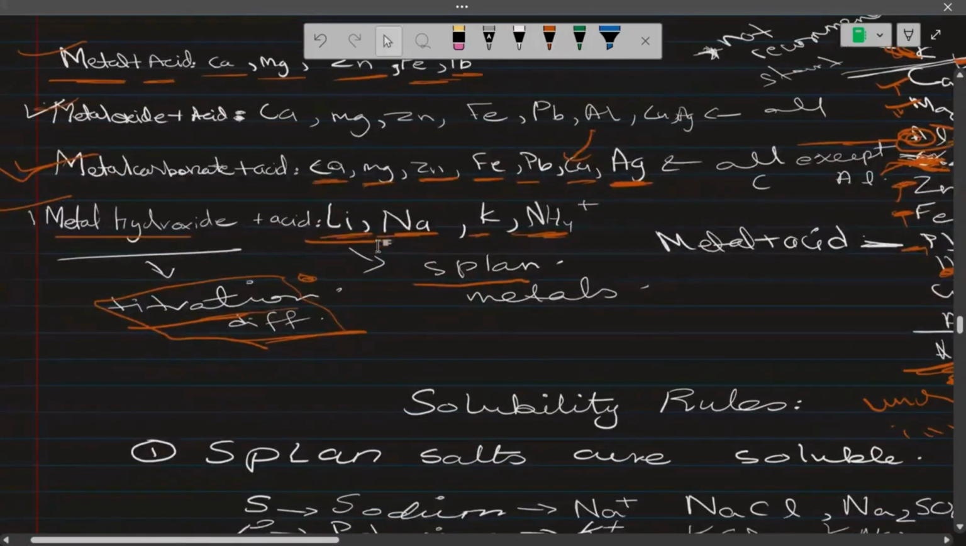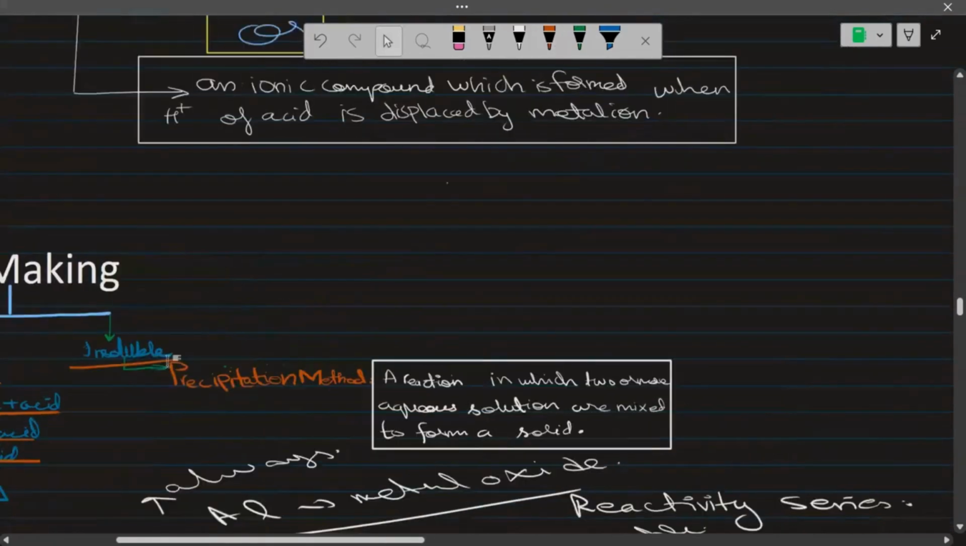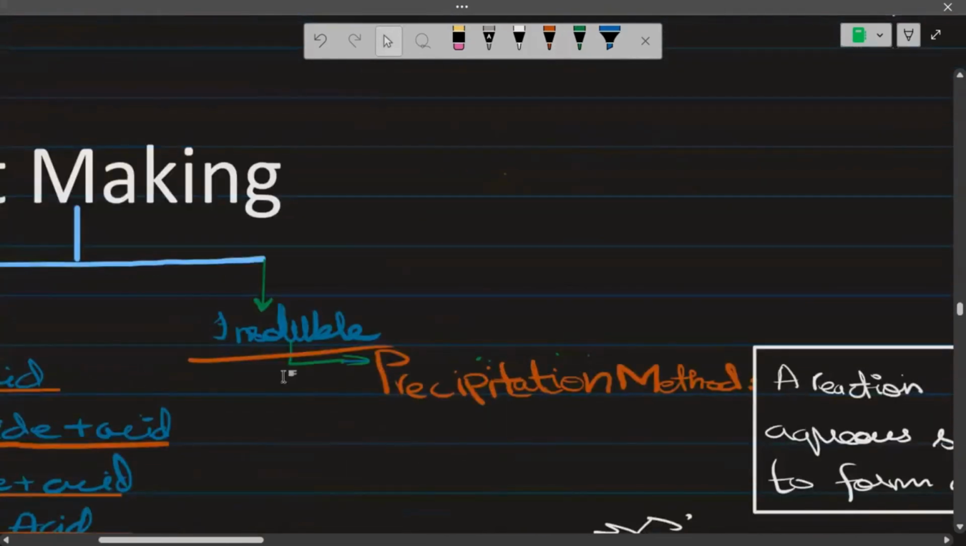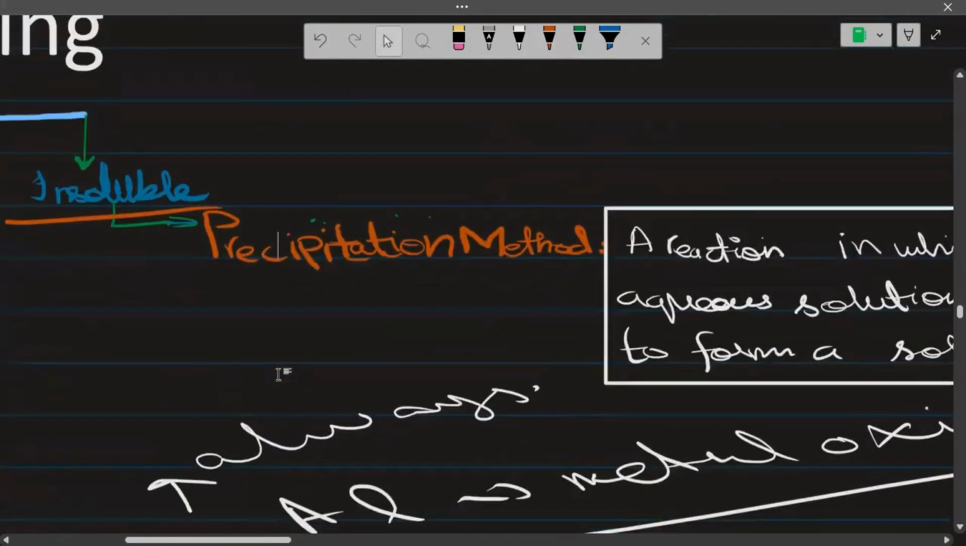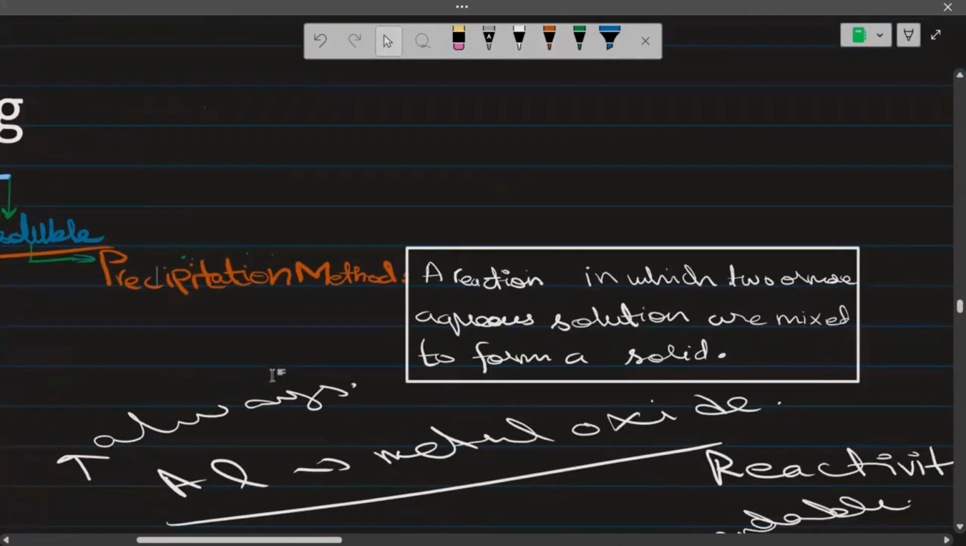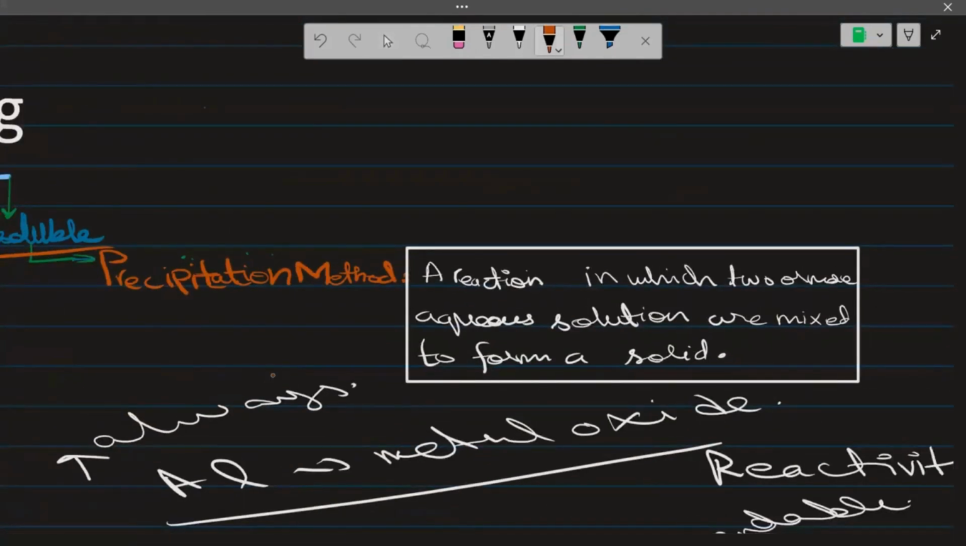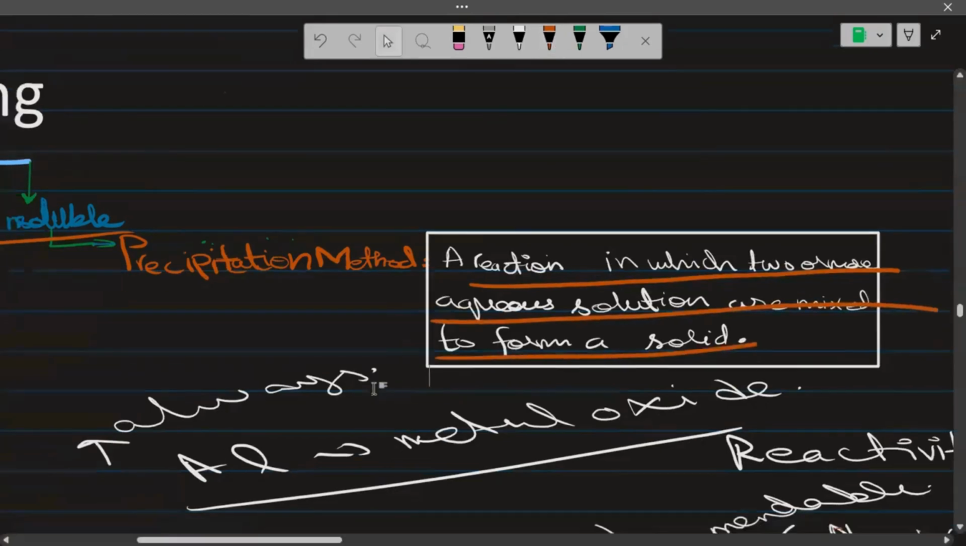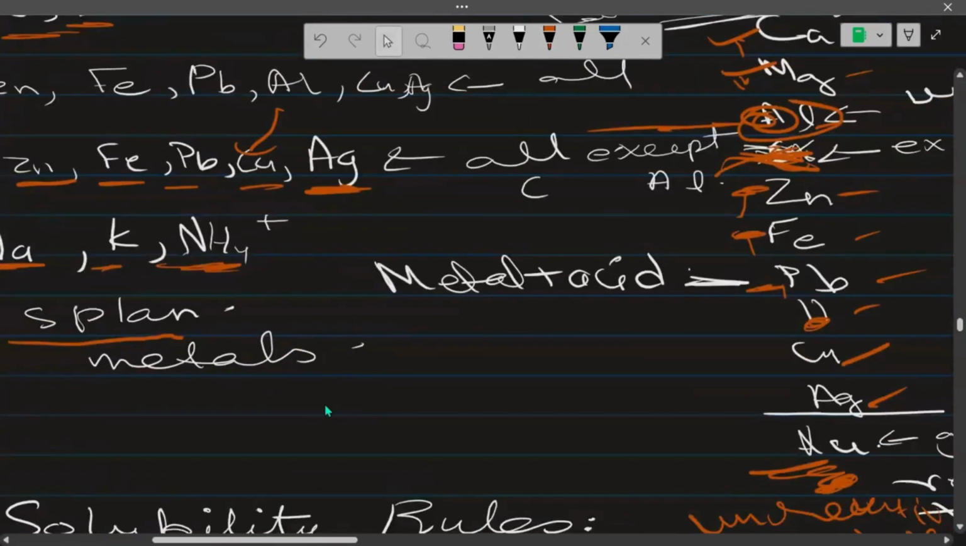Now let's come to insoluble. In this insoluble, what happens is the precipitation method. So what is the precipitation method? Basically, the precipitation method is a reaction in which two or more aqueous solutions are mixed to form a solid. Okay, so this is the precipitation method, which we will also do.